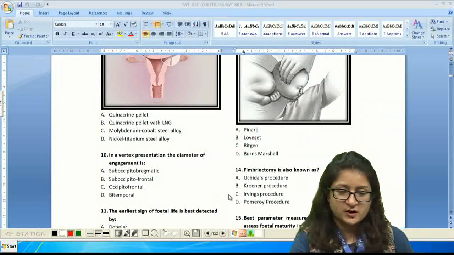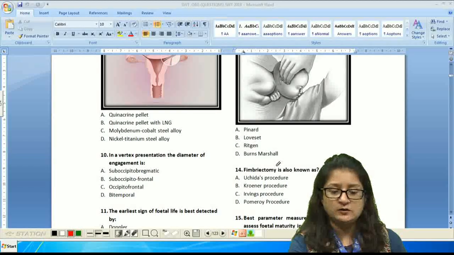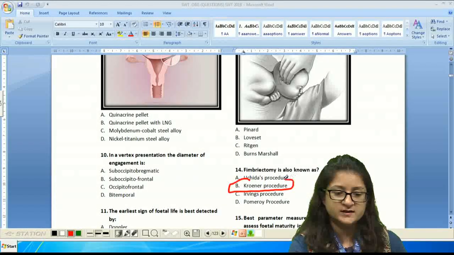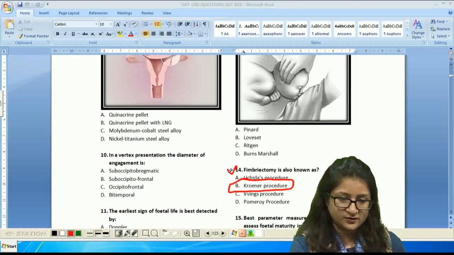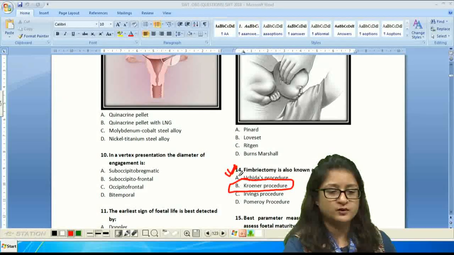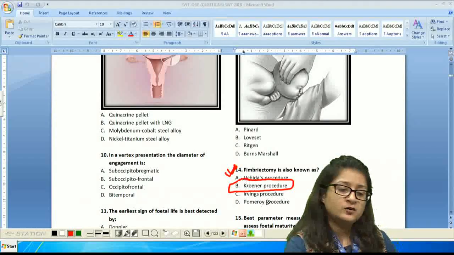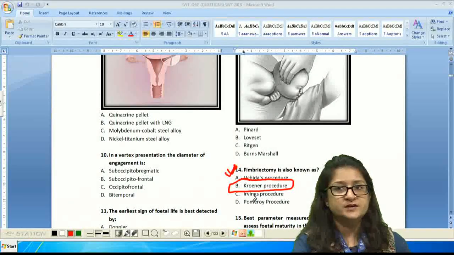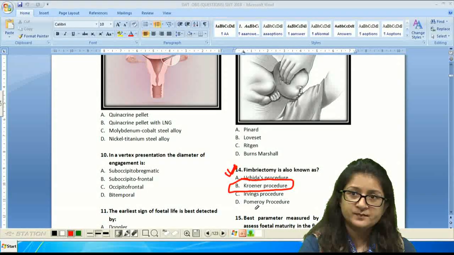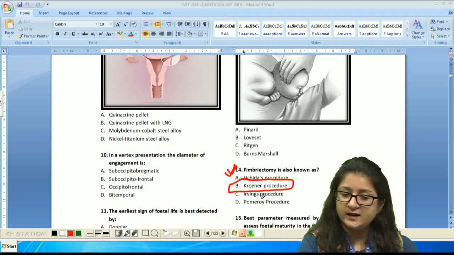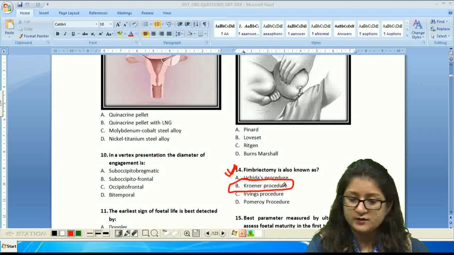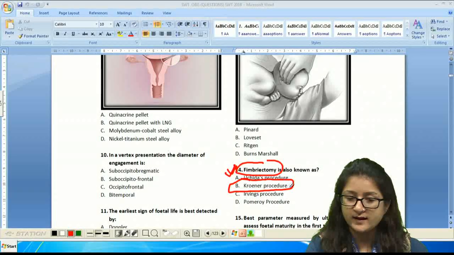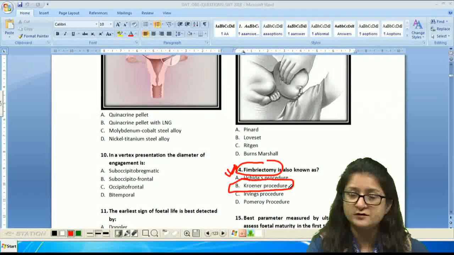Now next question number 14, fimbriectomy is also known as Kroener's procedure. This is the latest question, asked in the latest NEET examination. Fimbriectomy is also known as Kroener's procedure. If you talk about the most commonly employed procedures, we have Irving's procedure and we have Pomeroy's procedure. Here we have Kroener's procedure. The fimbriectomy is known as Kroener's procedure. It is simply removal of the fimbria.